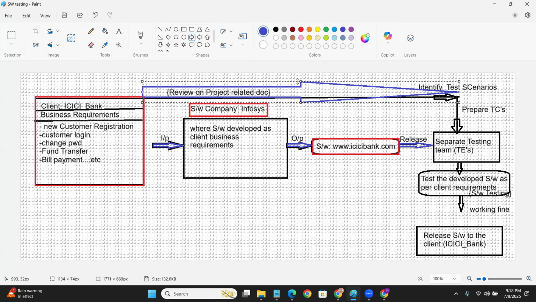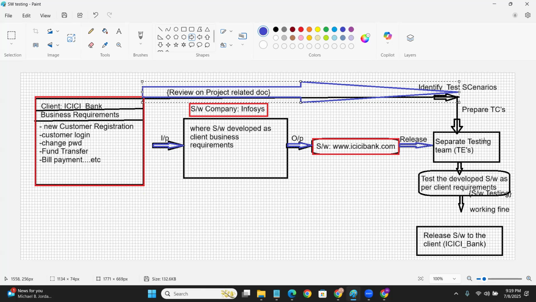After studying those documents, we have to identify what features we have to test in the software. Then identify the test scenarios. Then we have to prepare the test cases. Test cases means the validation procedure, how you want to test it. We have to specify that. This is the work we do in real time also. Practically, I will show later on a project how we go for scenario identification and test case preparation.